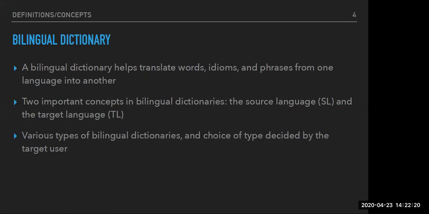So some people use L1 and L2, but I don't prefer that terminology because it has other implications, and I don't want to confuse that here. So we'll call them source language and target language. There are various types of bilingual dictionaries, and the choice of the type is decided by who your target reader is, and we'll be discussing more on this.